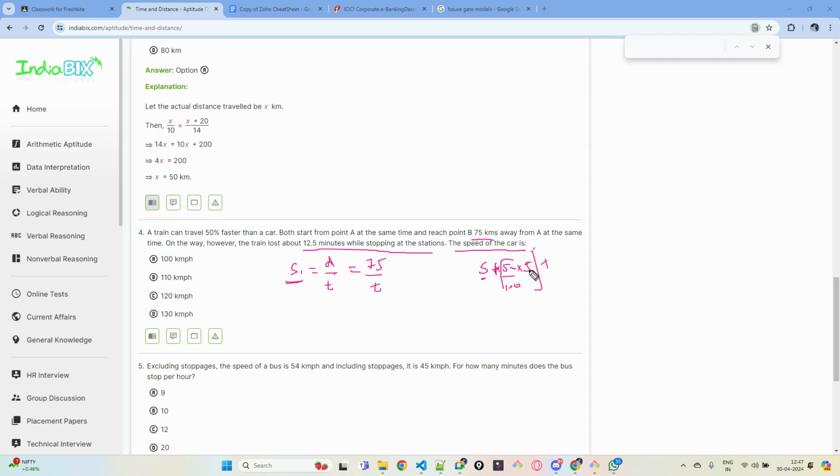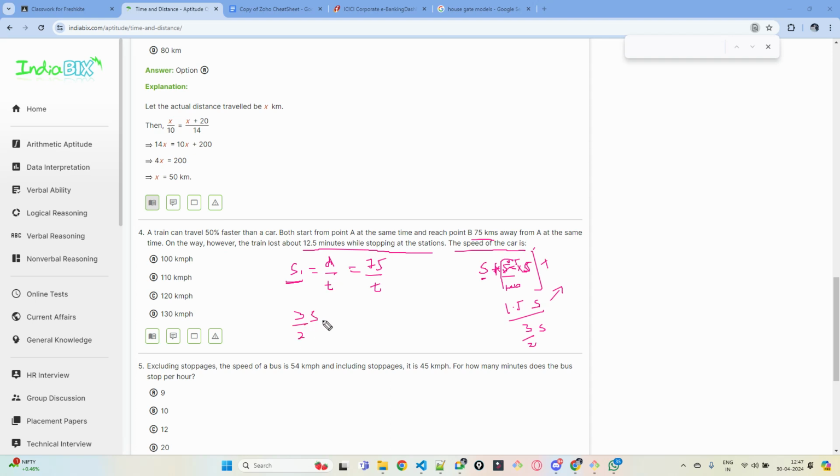50% is 0.5. So this is s plus 0.5s, which will be 1.5s. So 1.5s is the speed of the train because it is 50% faster. We can also write 1.5s as 3 by 2 s. So the next data will be 3 by 2 s.